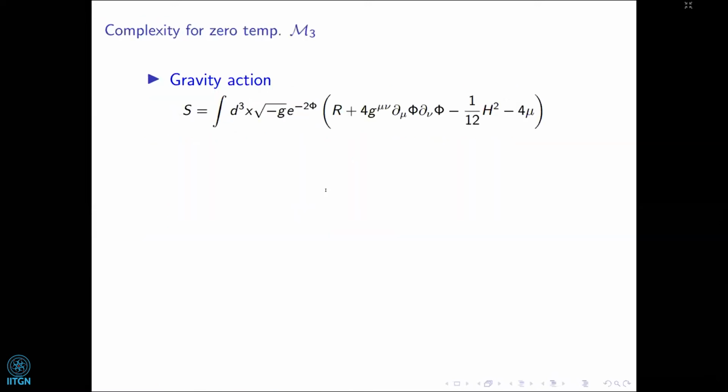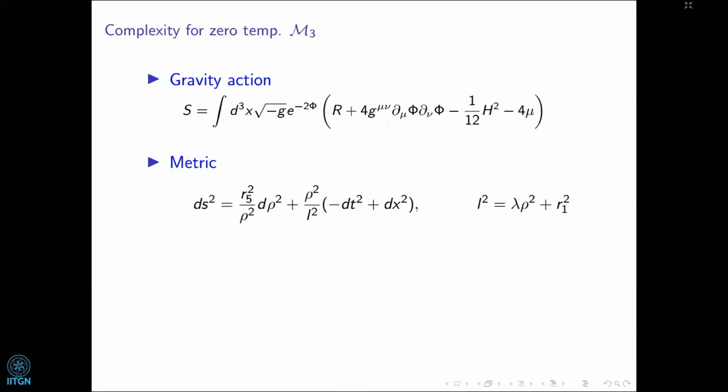So next, over to the computation of the complexity at zero temperature for M3. This is the gravitational action. Here is the Einstein-Hilbert action term. Then we have a dilaton. Then we have a 3-form gauge field, and this is the cosmological constant.